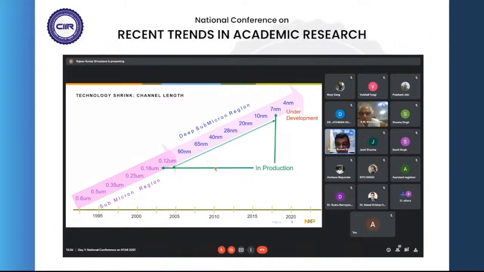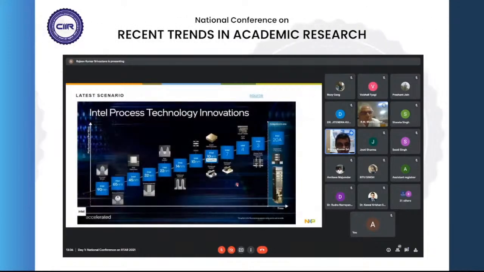Anyway, just to give a picture of the future, this is what the Intel roadmap is. You know, they are pioneers in reducing the channel length. And you see this 20 Angstrom. This is, they are showing the limits as of today.